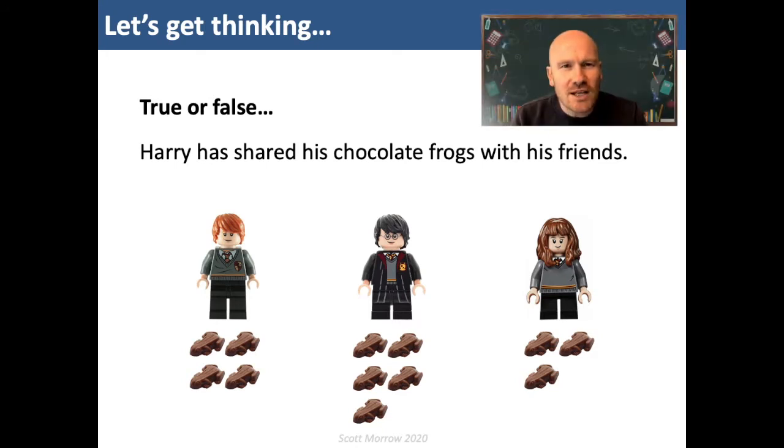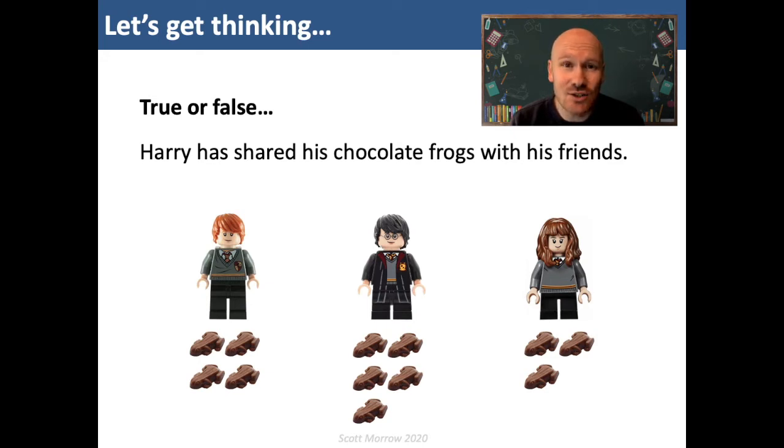I wonder if all of you in the class agreed here whether it was true or false. For those of you that said false, he's not shared his chocolate frogs with his friends because they've not got the same amount each, then you could argue that you're right. If you said it's true, he has shared his chocolate frogs with his friends, and you justified that by giving a reason that, well, he's given each of them some chocolate frogs, then I would say that you were right also. Now in this situation, it doesn't actually say that they need to have equal shares. It just says he has shared his chocolate frogs with his friends. So in this situation, I would say it's true.